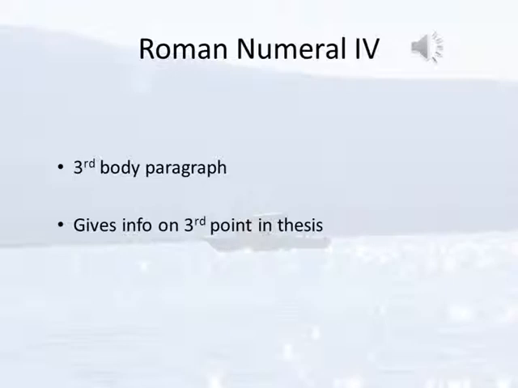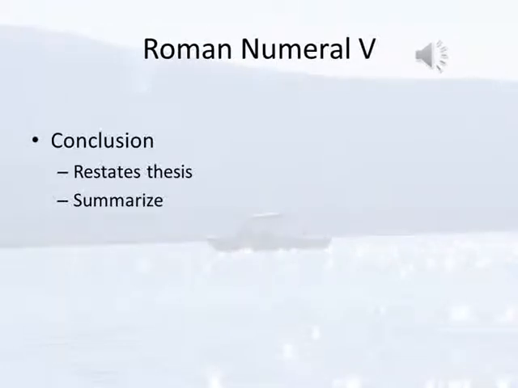Paragraph 4 is the third body paragraph and is labeled Roman numeral 4 in your outline. This paragraph gives more information regarding the third point in your thesis.